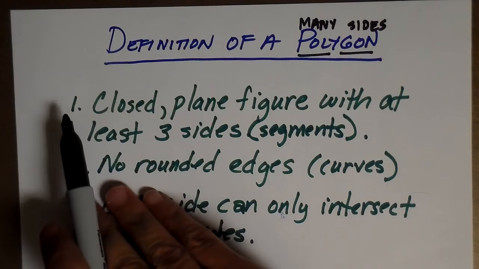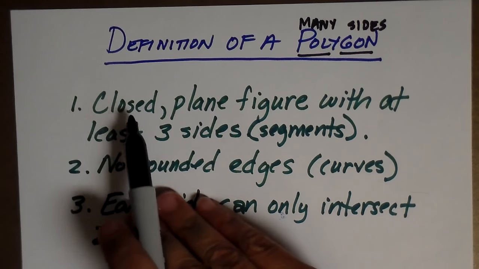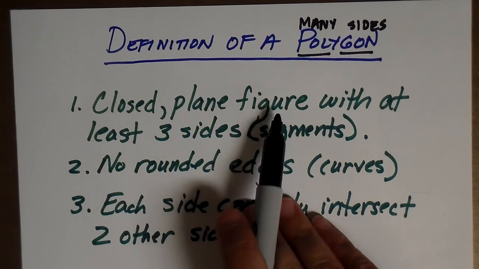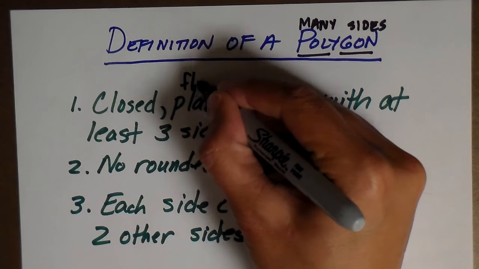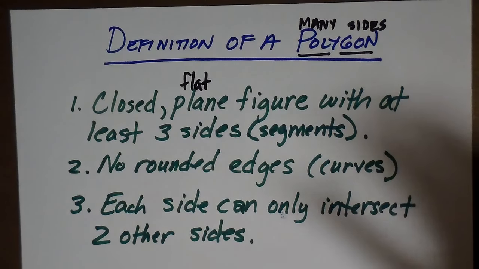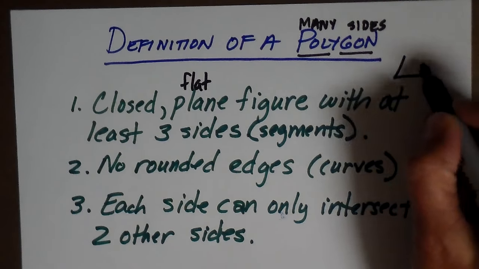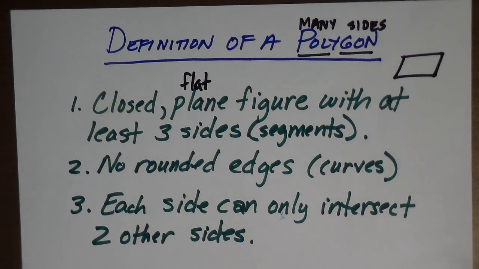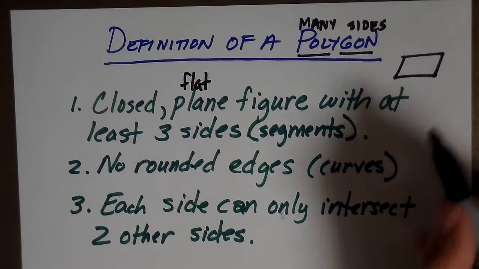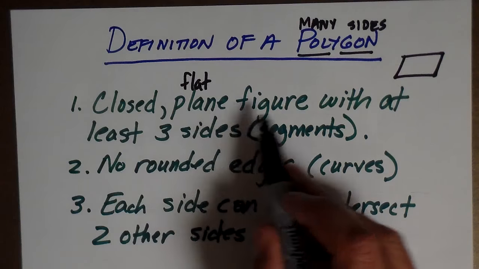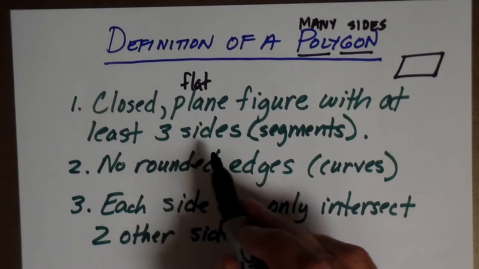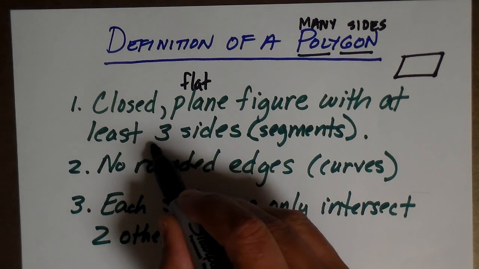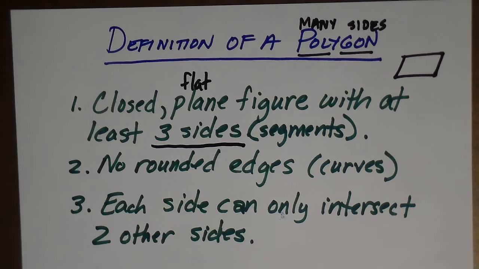That's a characteristic. So number one, you have a closed plane figure, and plane basically means it's flat. When most of us hear the word plane, we think of something that looks like this. It's kind of a flat surface. It's a closed plane figure with at least 3 sides. So it has to have at least 3 sides. The triangle is going to be the smallest polygon you can have.